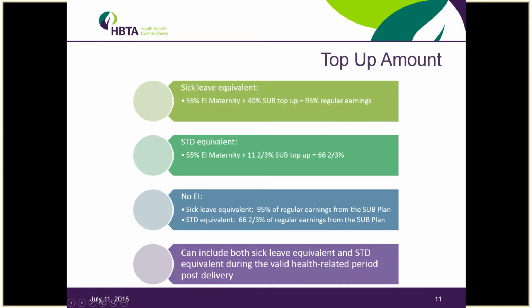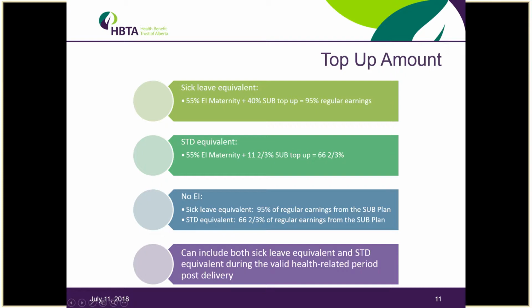And this is where we say if there are no EI benefits payable, for example, if the employee didn't qualify because she had 2 leaves back to back, and if normally she would have been paid sick leave, then of course the subplan is going to pay 95% of her regular earnings. If there is no sick leave, then it's going to be the STD equivalent, assuming she has access to an STD equivalent plan, and that would be 66 2/3% of her regular earnings.